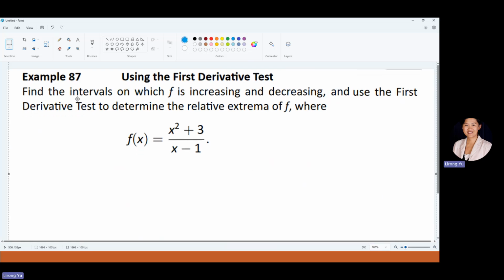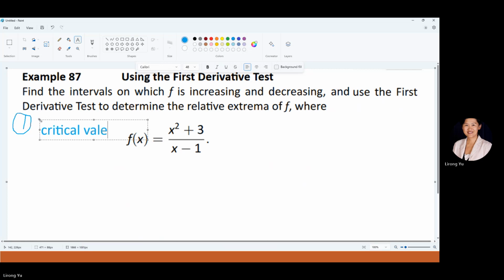All right, so first we have to find the critical points. So step one, determine the critical points. To determine critical points, we have to find the derivative. This is a division, so we have the quotient rule. We will square the denominator.